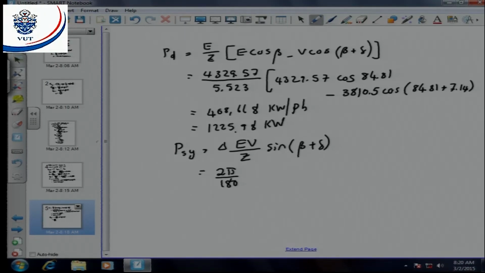To convert to torque, we take the synchronizing power divided by omega, which is 104.21 times 60 divided by 2 pi, 1500 revs per minute, gives us a value of 1990.26.